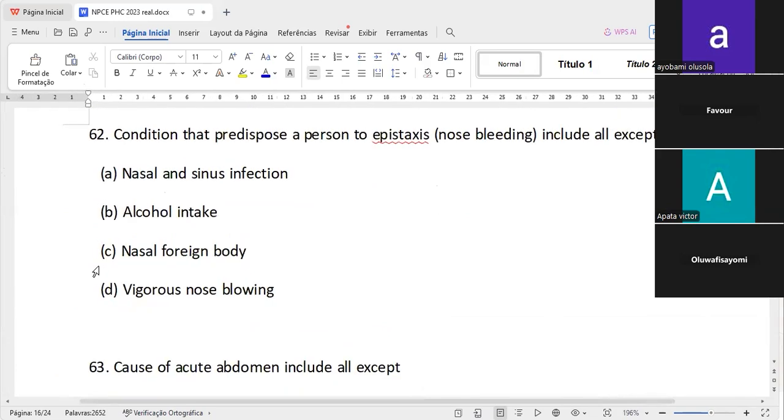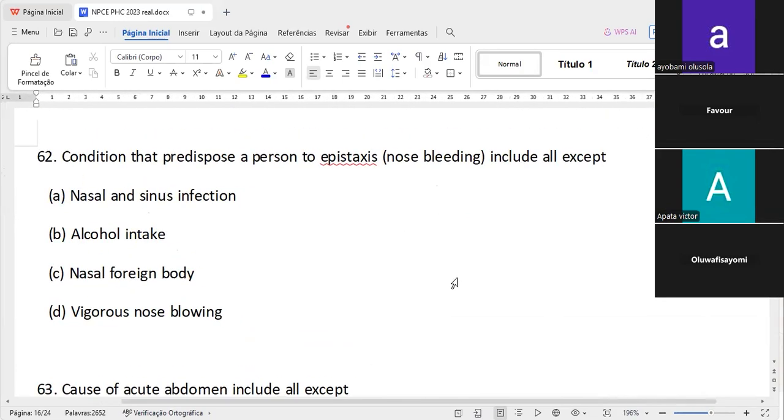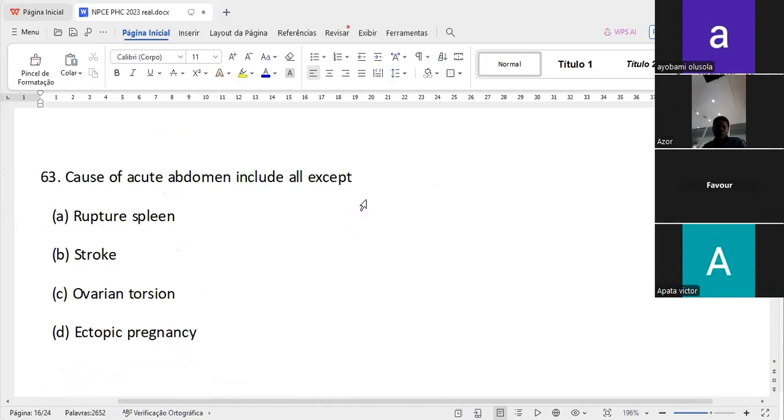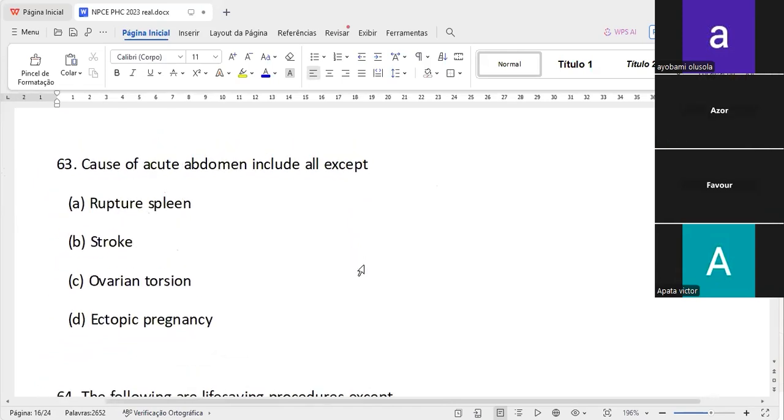Conditions that could cause a person to have epistaxis, nose bleeding, include all except alcohol intake. Correct. Causes of acute abdomen include all except stroke. Exactly. Stroke.